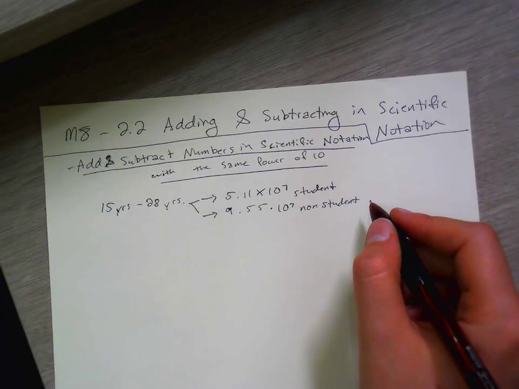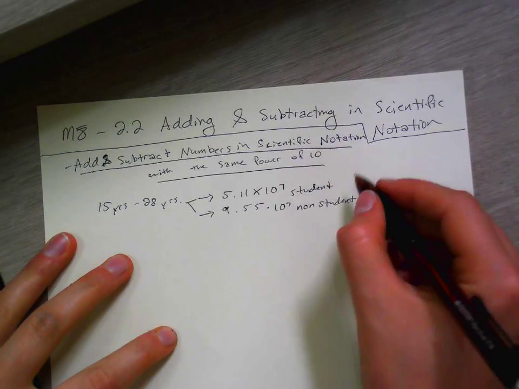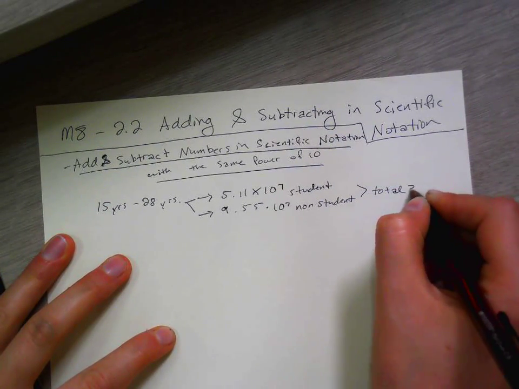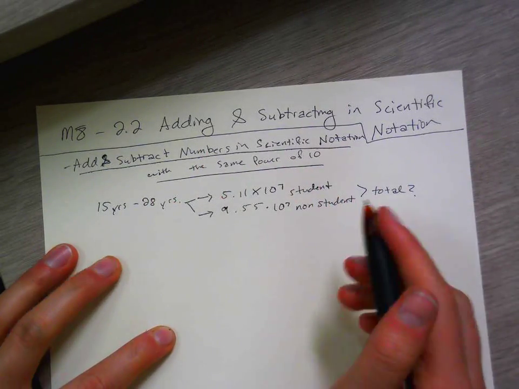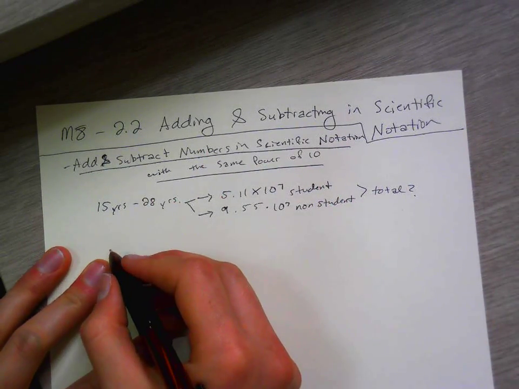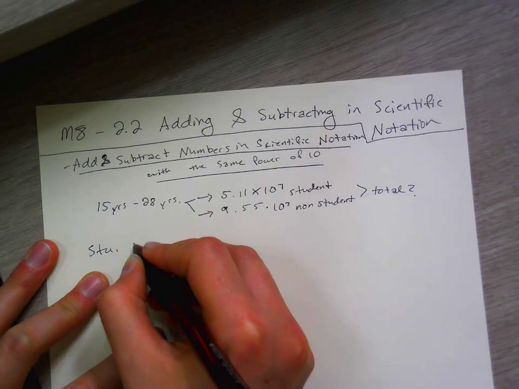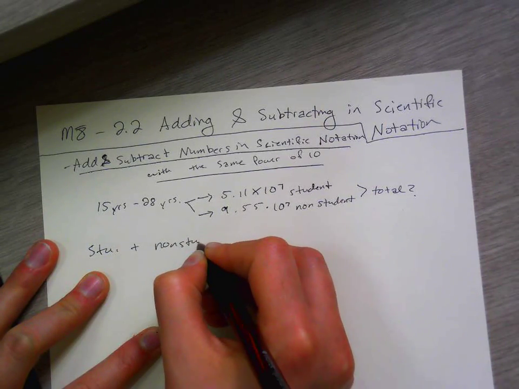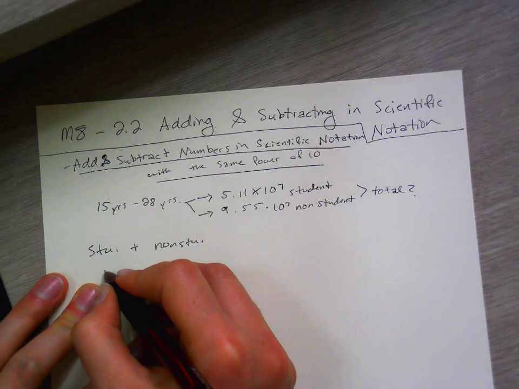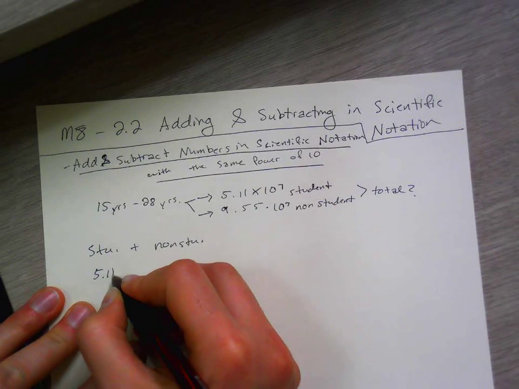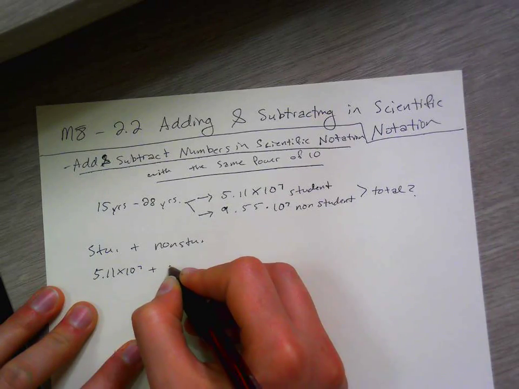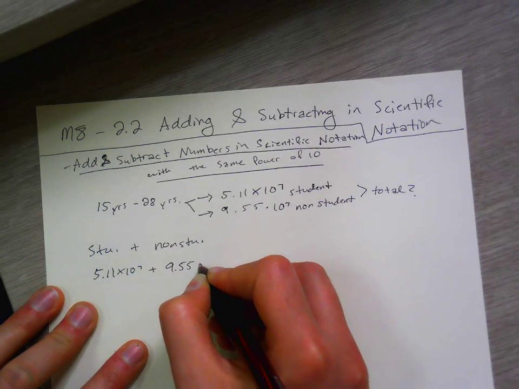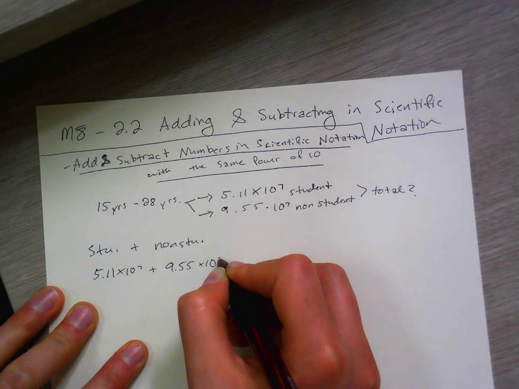So we want to find out what is the total number of members in this age group. So let's take student plus non-student. And the student, we have 5.11 times 10 to the power of 7. Non-student, 9.55 times 10 to the power of 7.